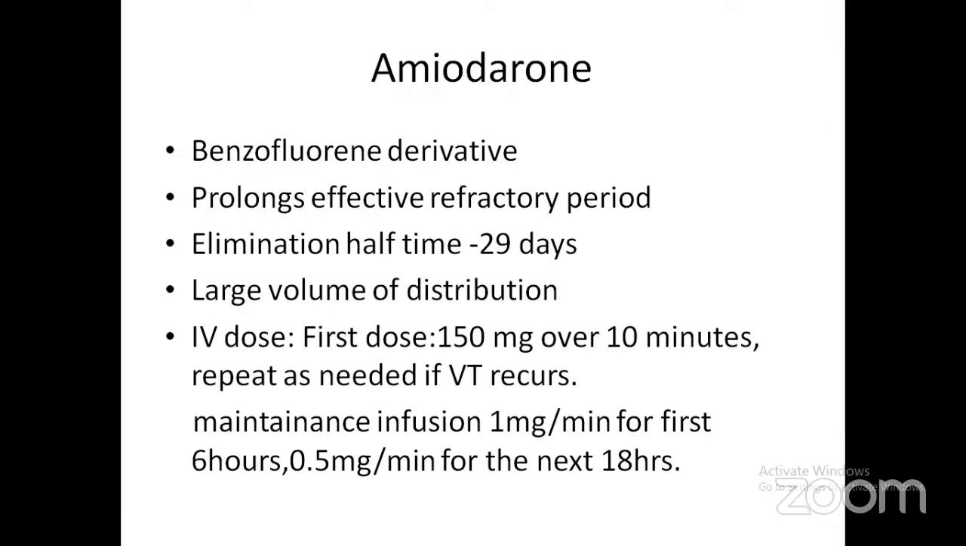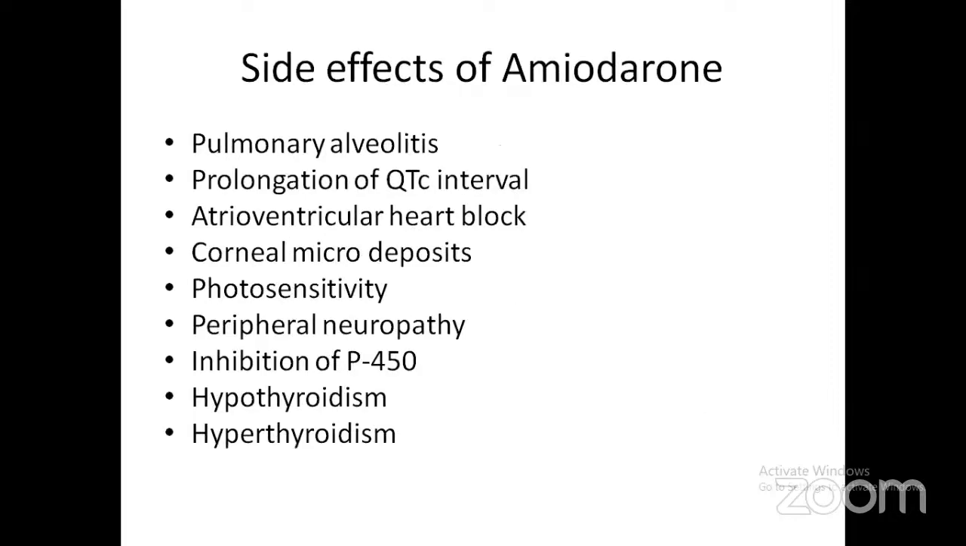Amiodarone is a benzofuran derivative. It prolongs effective refractory period. Elimination half time is long, that is 29 days. It has a large volume of distribution. IV first dose is 150 mg over 10 minutes. Repeat as needed if ventricular tachycardia occurs. Maintenance infusion dose is 1 mg per minute for the first 6 hours, followed by 0.5 mg per minute for the next 18 hours.